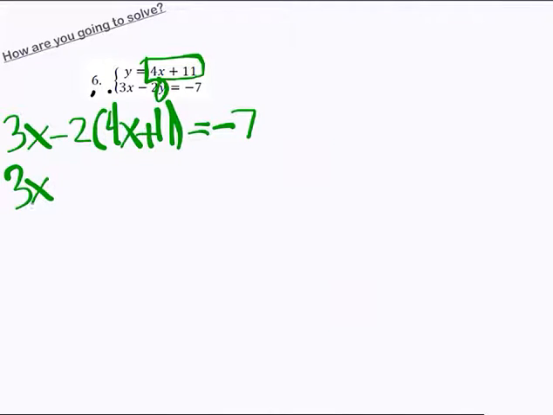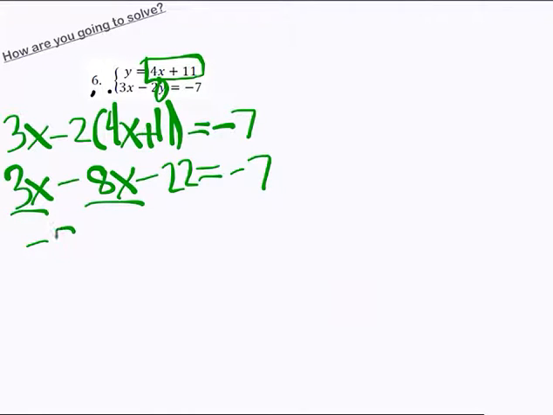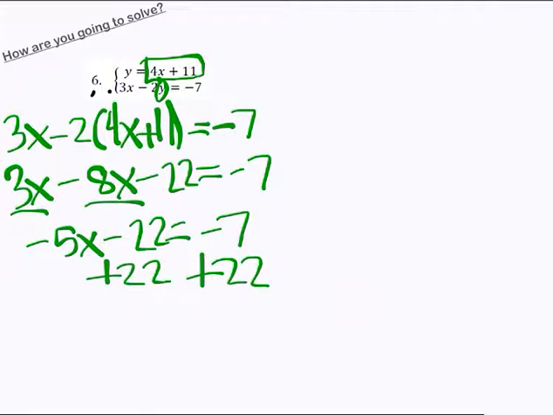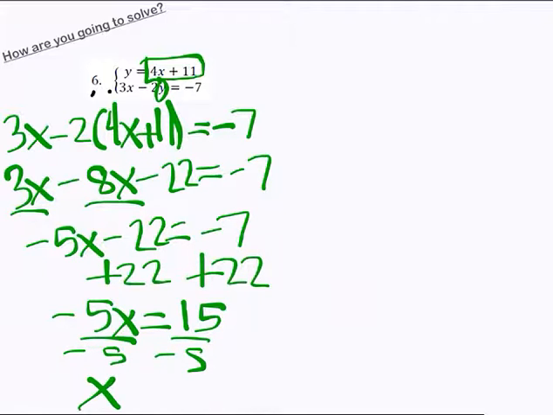So 3x, negative 2 times 4x is negative 8x. Negative 2 times 11 is negative 22, and that's equal to negative 7. So 3x minus 8x is negative 5x minus 22 is equal to negative 7. Add 22 to both sides, and I end up getting that negative 5x is equal to a positive 15. Divide both sides by -5, and I get that x is equal to -3.